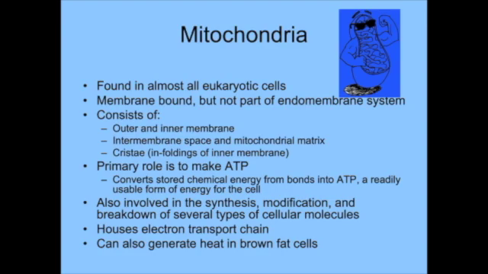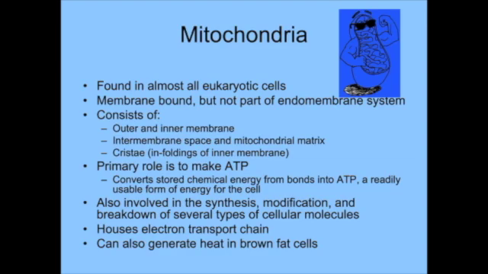Now, the mitochondria is most often referred to as the powerhouse or the power plant of the cell. It is where the majority of a cell's ATP is made. It is membrane bound, and it has two membranes, but it is not considered part of the endomembrane system. It consists of both an outer and inner membrane. It has an inner membrane space, which is just kind of the space in between the two membranes. And then inside of the most inner membrane, it's known as the mitochondrial matrix.